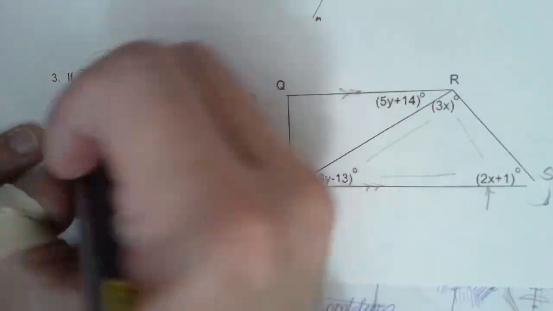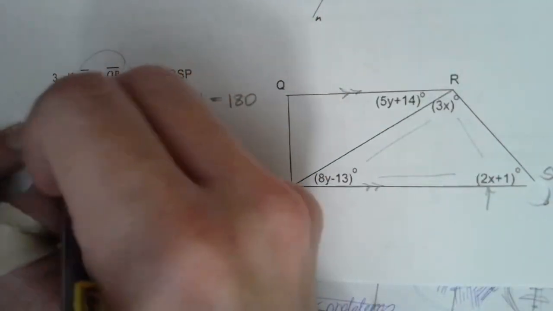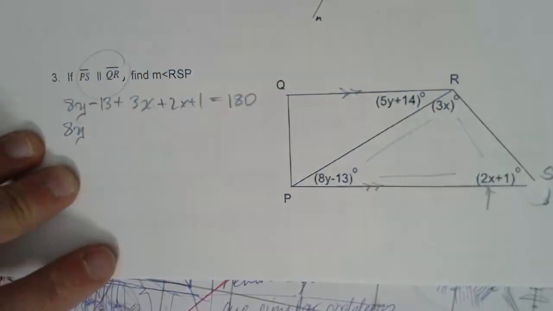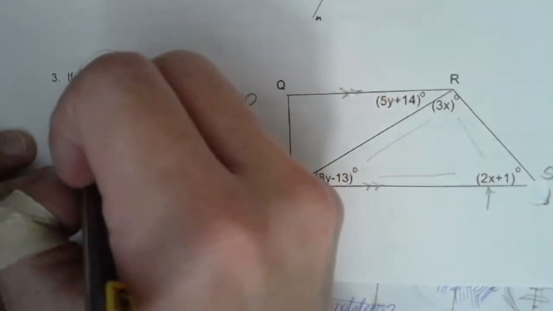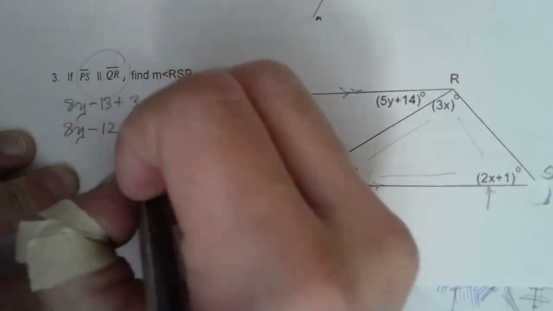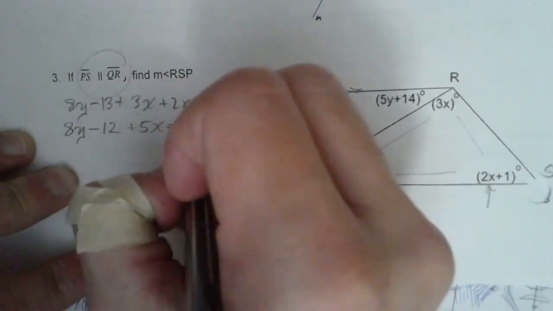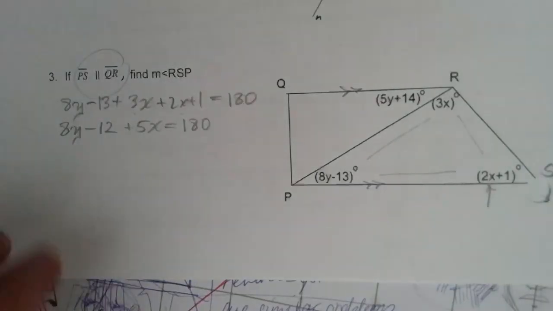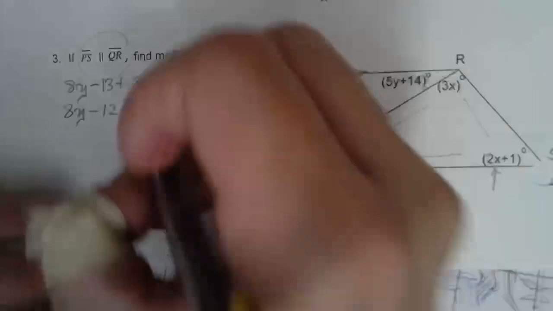I'm first going to simplify and solve for x. So I'm going to begin by combining my like terms. I have an 8y, which is unique. There are no terms like 8y. I have a 13 and a 1, which gets negative 12. And I have a 3 and 2x, which makes 5x, which is equal to 180. And now I'm going to move everything that is not an x over to the other side because I don't want to deal with it anymore.